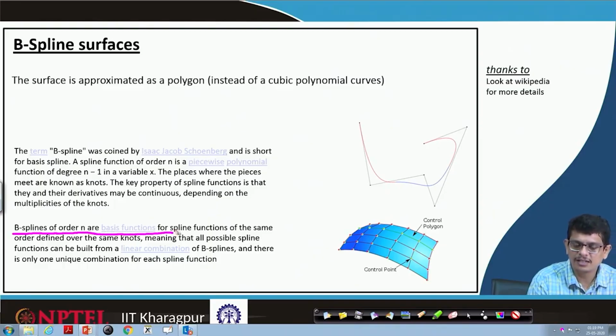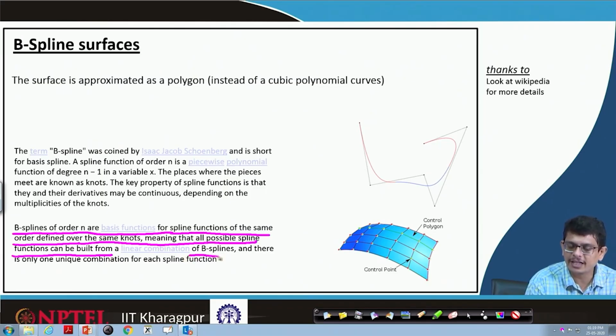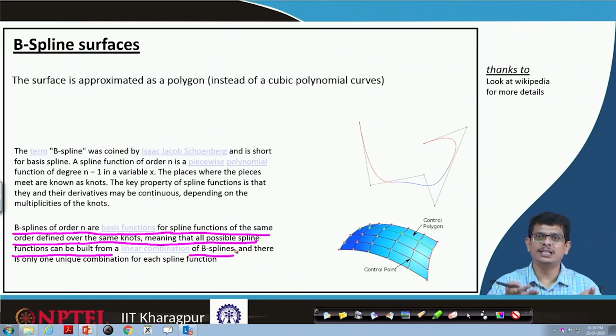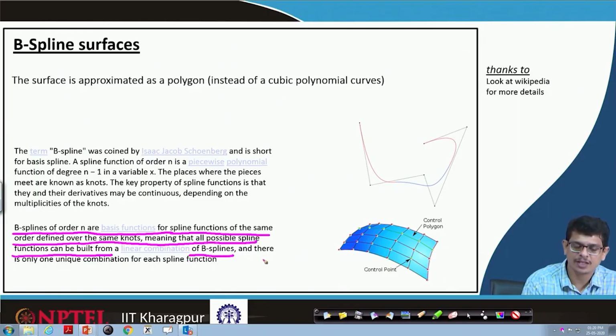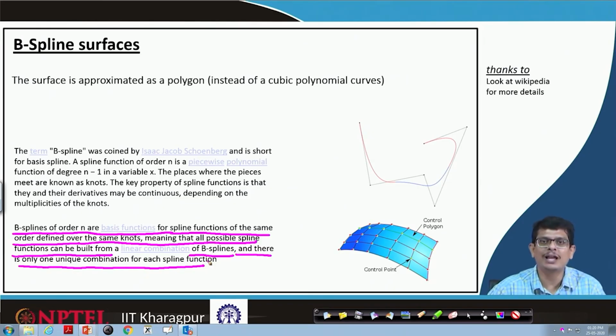B-splines of order n are basis functions for spline functions of the same order defined over the same knots, meaning that all possible spline functions can be built from linear combinations of B-splines. The advantage is you can add it up as a linear function, that is the advantage we will get with these B-splines. And there is only one unique combination for each spline function. When you are using that, there will not be any multiplicities involved in the surface construction. You will have that unique representation.